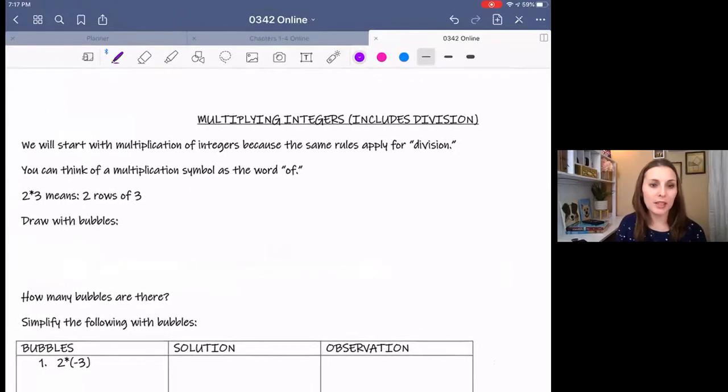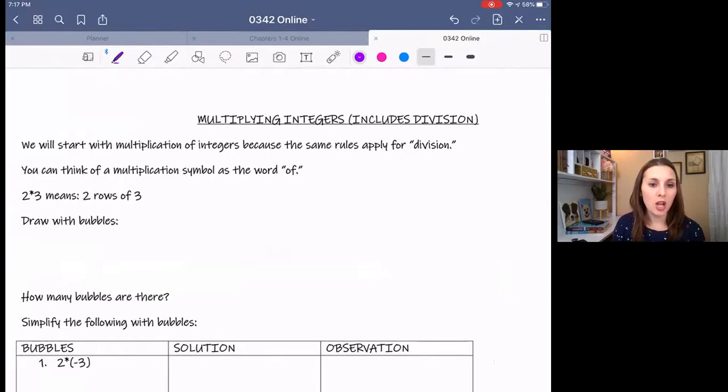Hey y'all, this lesson is on multiplying integers. So this also actually includes division. Division is technically multiplication of fractions. So division is multiplication. Multiplying integers, same rules apply as division. I already mentioned division was the same as multiplication.